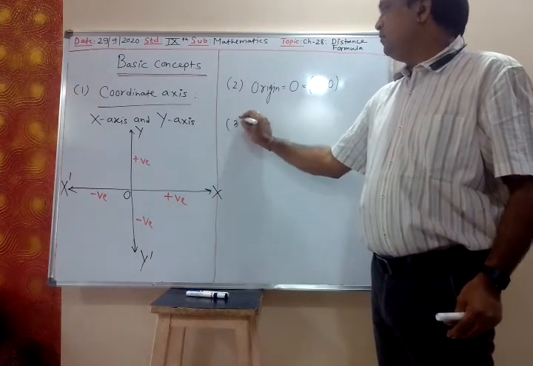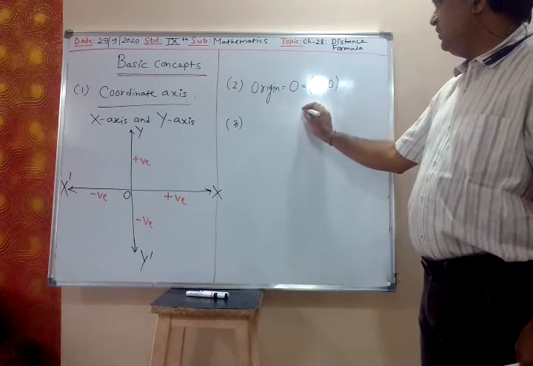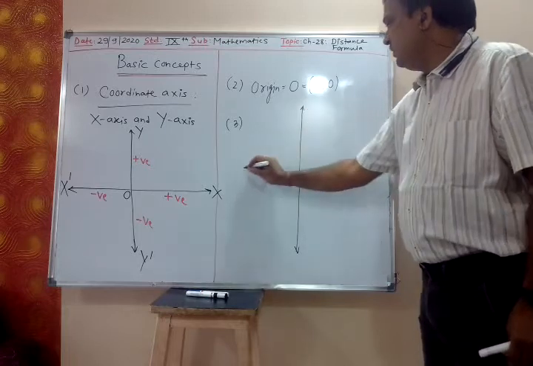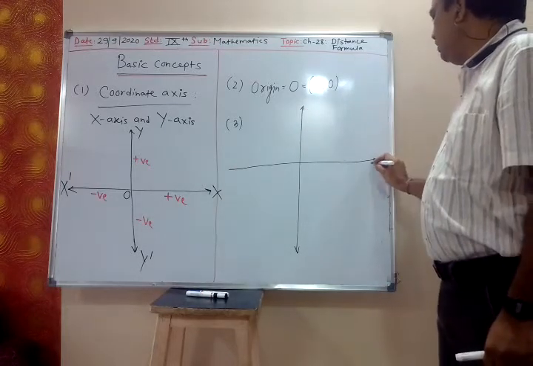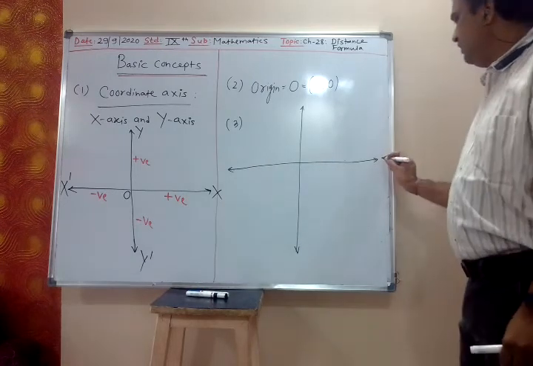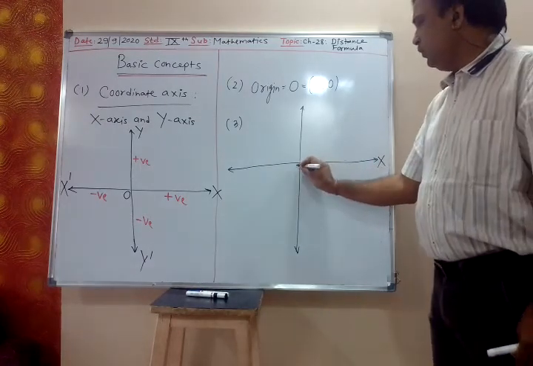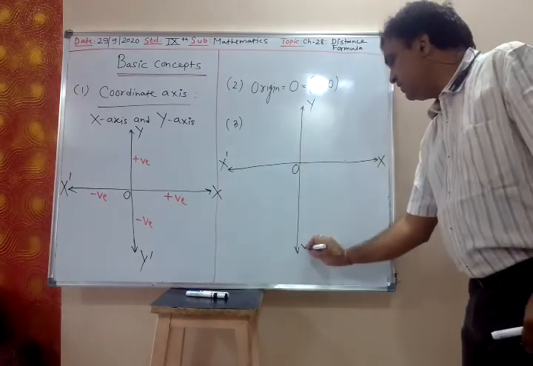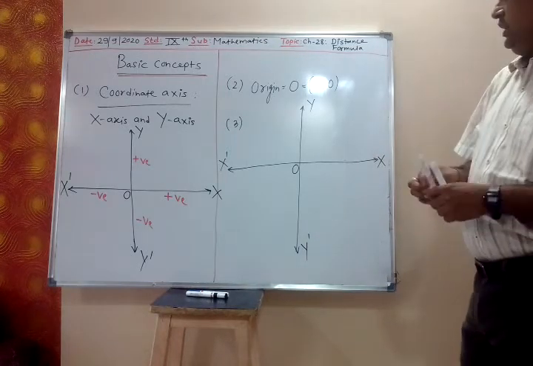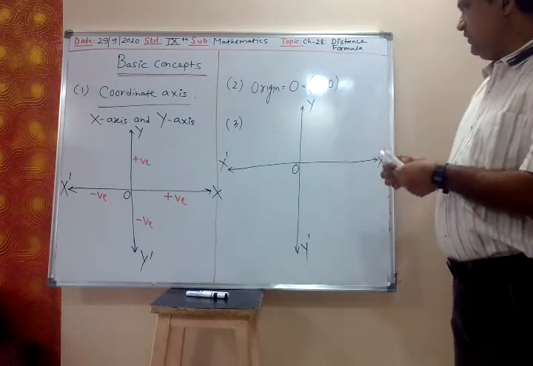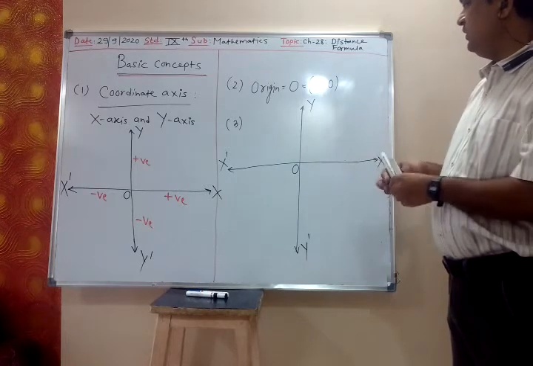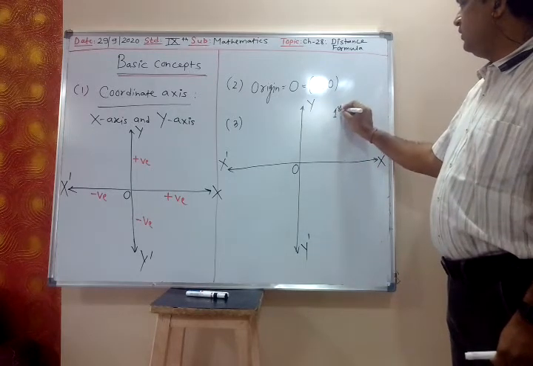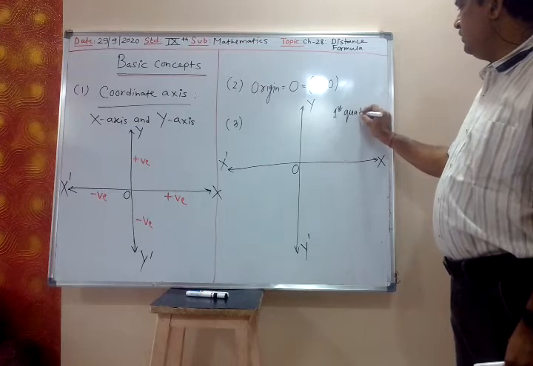Then third, now let us see the point. Let us locate the point in the coordinate x-axis and y-axis. This is my x-axis, x dash O. This is y, O, y dash. Now this is x, O, y. This is my first quadrant.